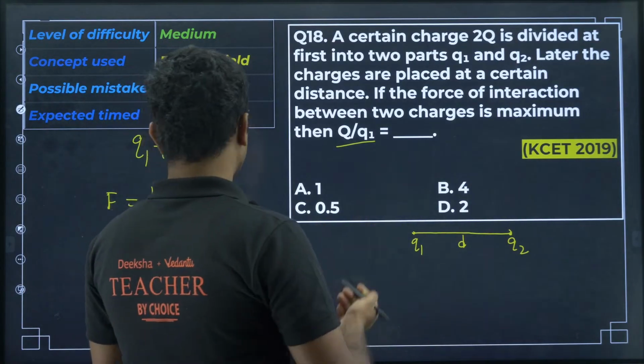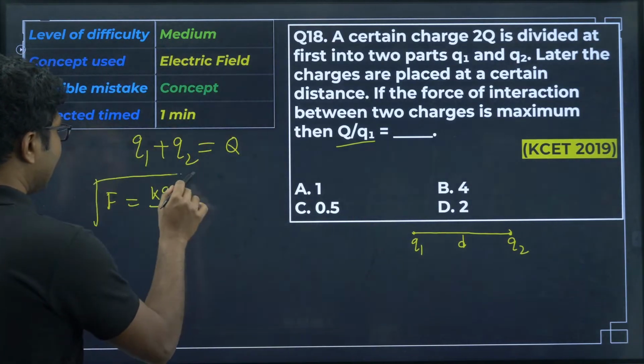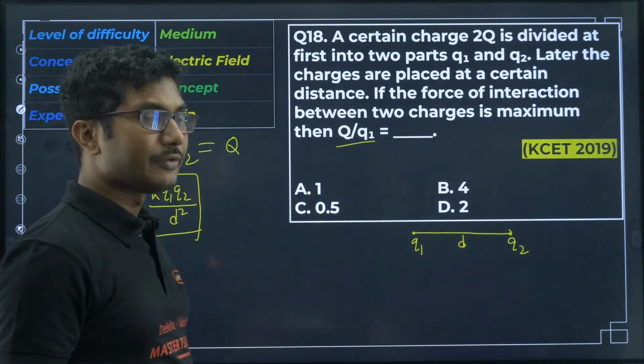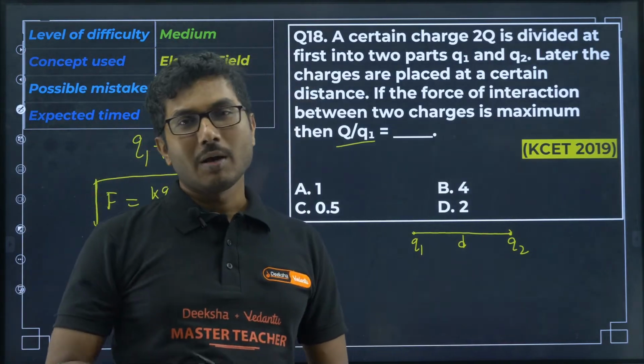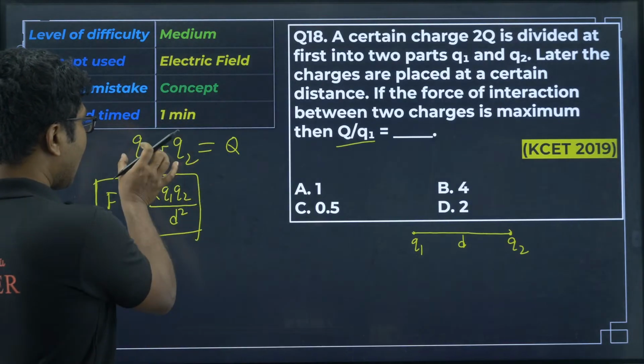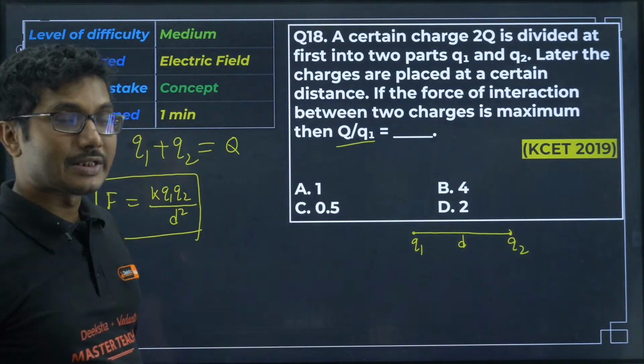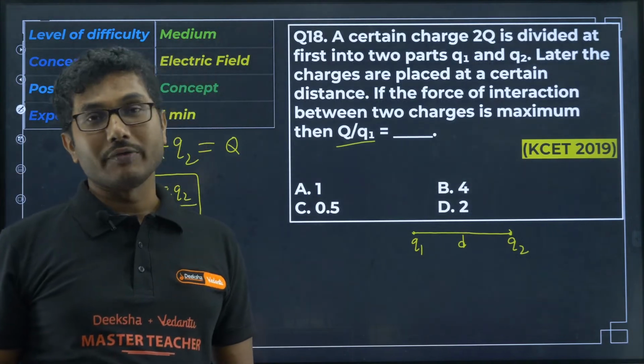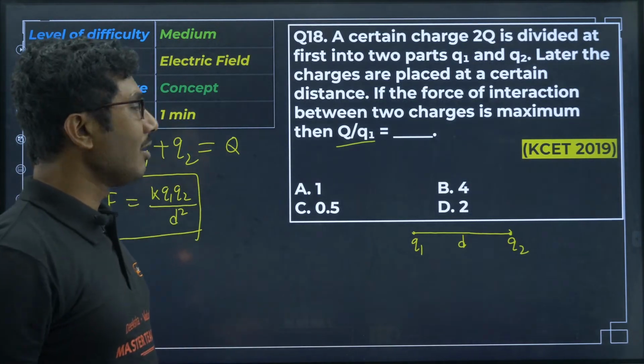Let's see. We can do the mathematical way. We can differentiate it. We can find the maximum condition, but that will be a very long solution. First of all, you have to replace Q1 here. Then you have to differentiate with respect to Q1. Then try to solve it. That will be a very long case.